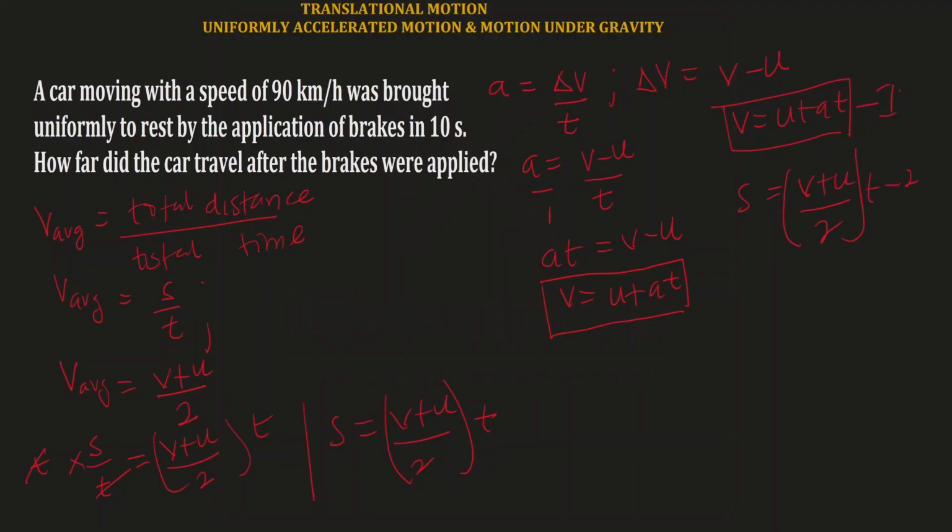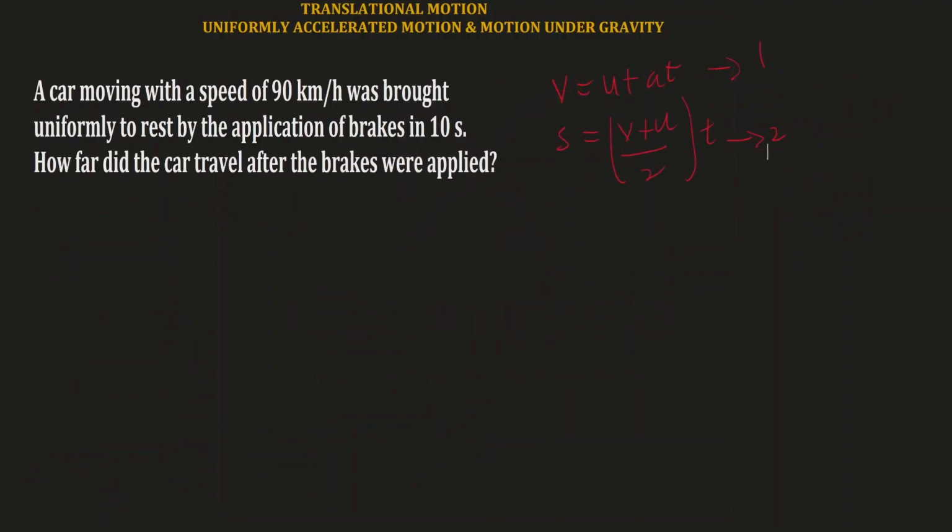Now the remaining equations are obtained from the manipulation of these two equations. So let's look at them. Now moving on to the derivation of the other two equations. The other two equations, as I said before, are obtained from the recombination and manipulation of these two equations. Starting with equation 2, it says S equals (V plus U) over 2 multiplied by T.